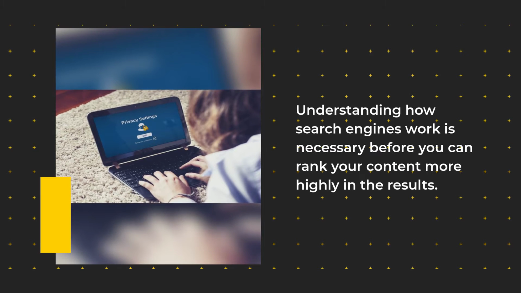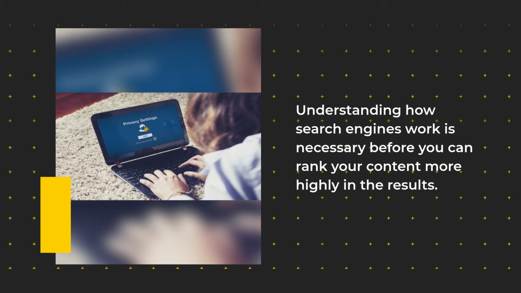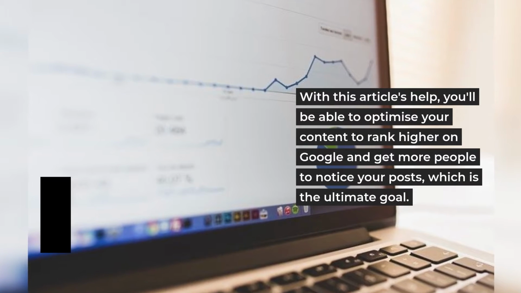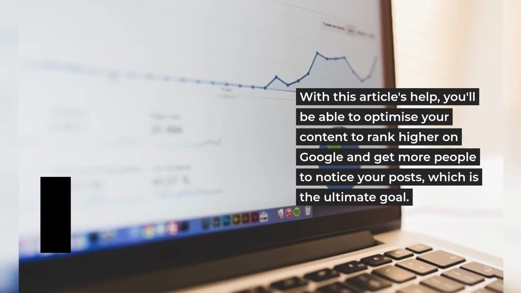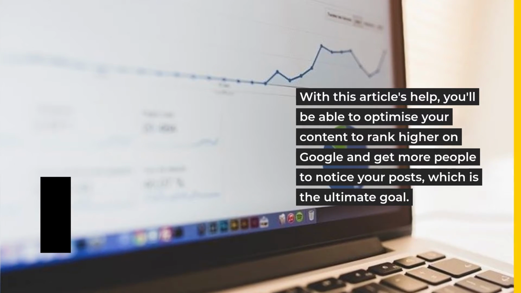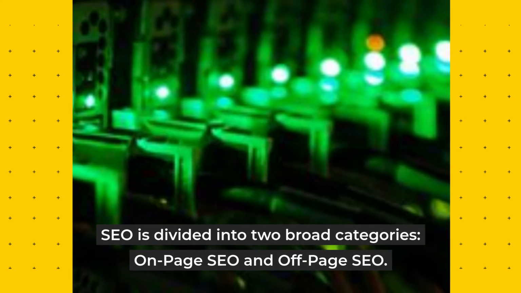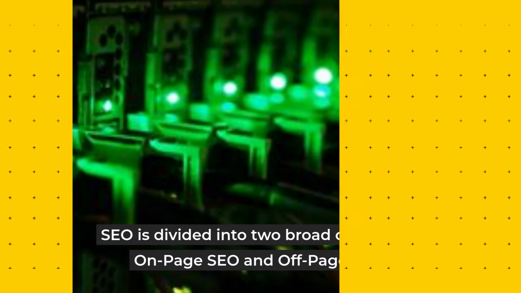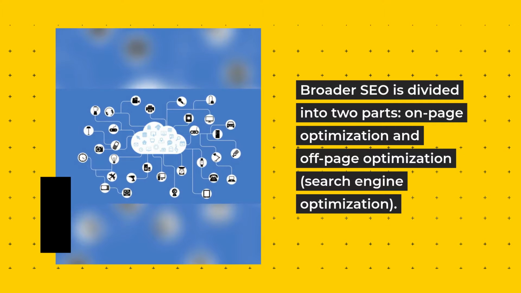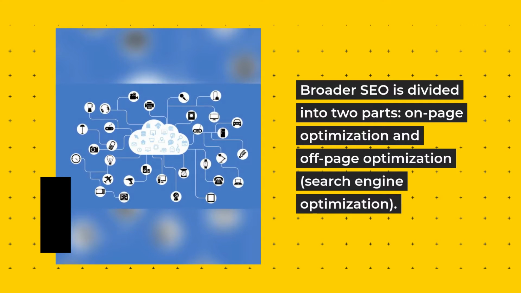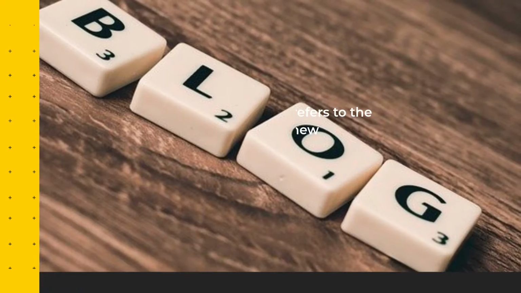Understanding how search engines work is necessary before you can rank your content more highly in the results. With this article's help, you'll be able to optimize your content to rank higher on Google and get more people to notice your posts, which is the ultimate goal. SEO is divided into two broad categories, on-page SEO and off-page SEO.